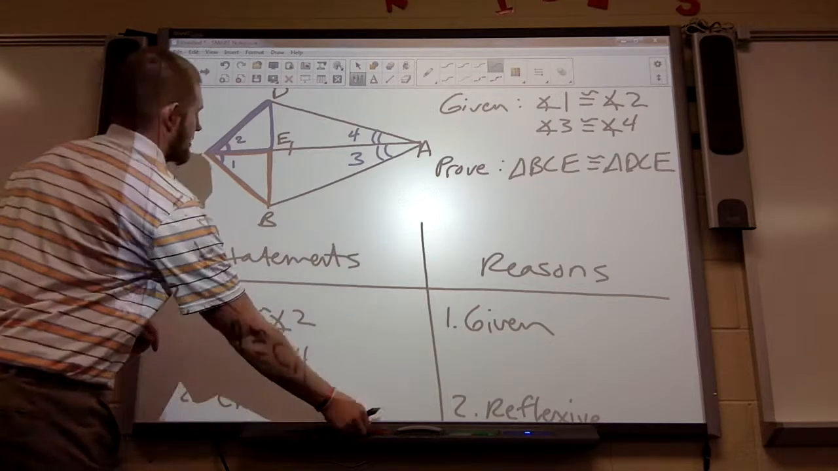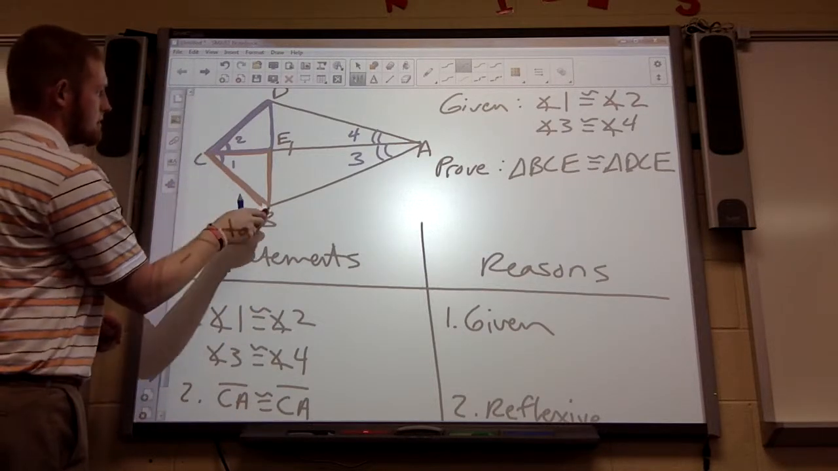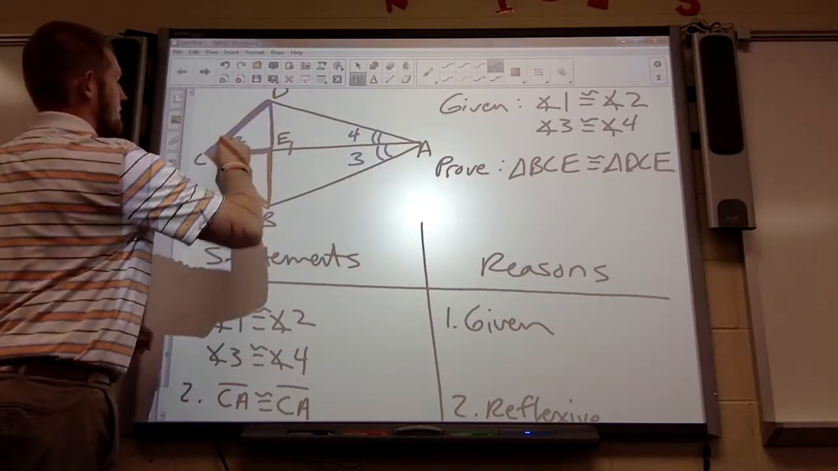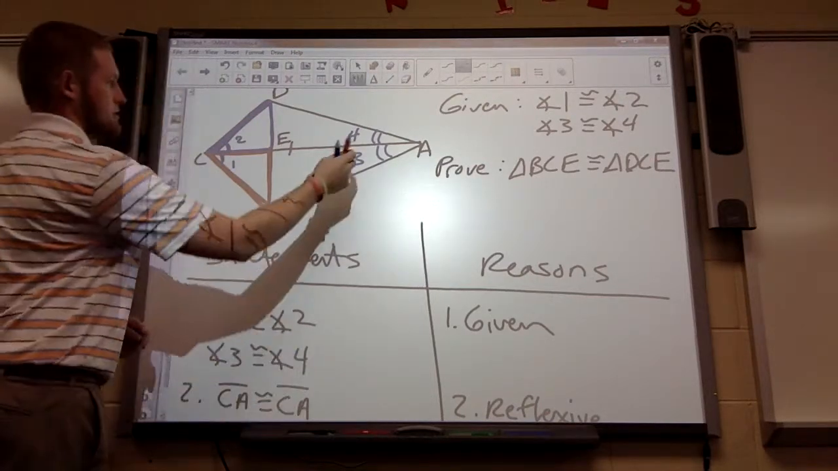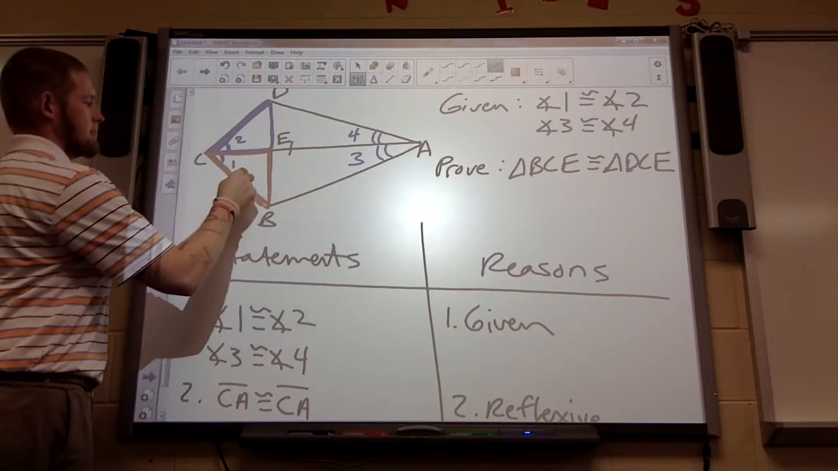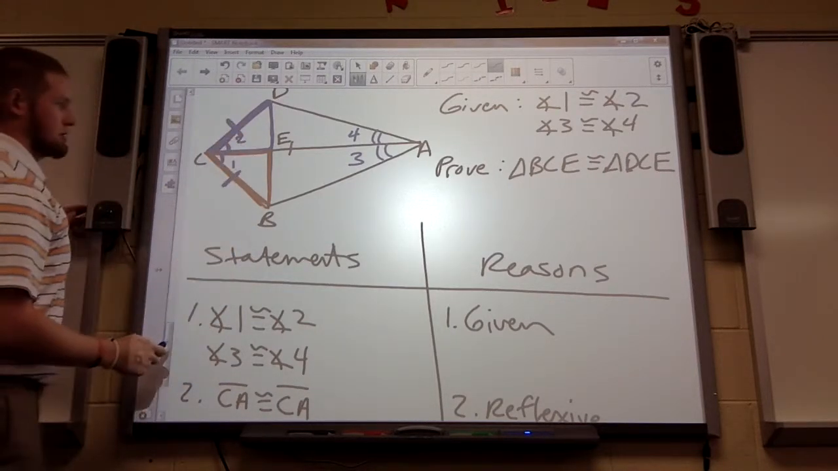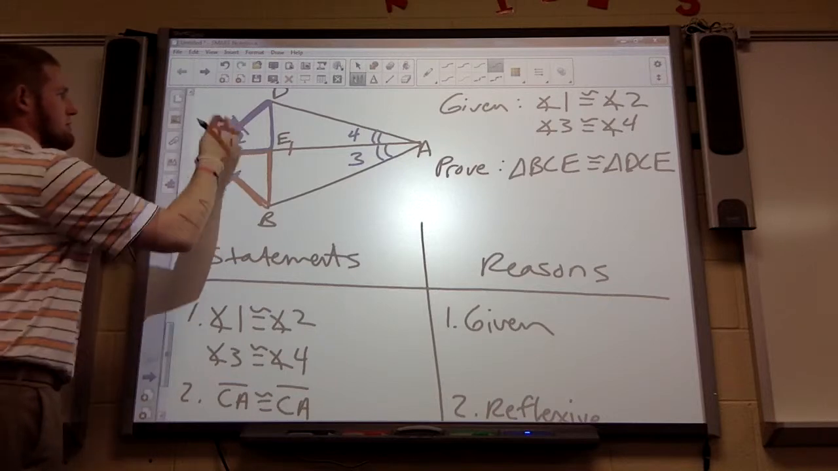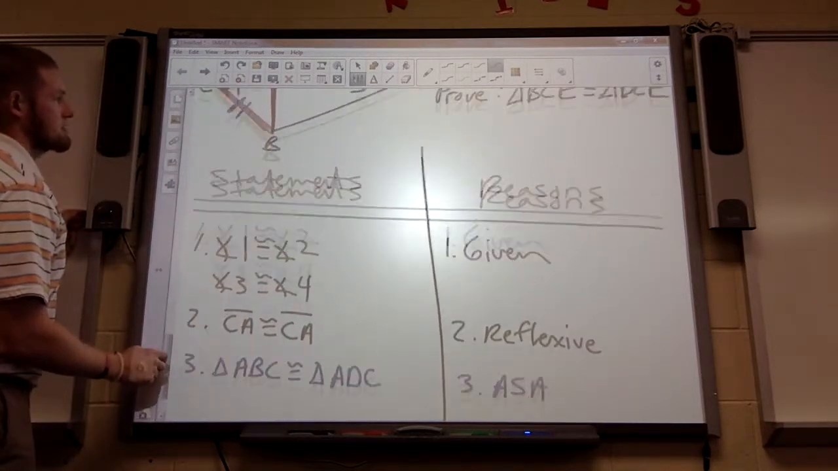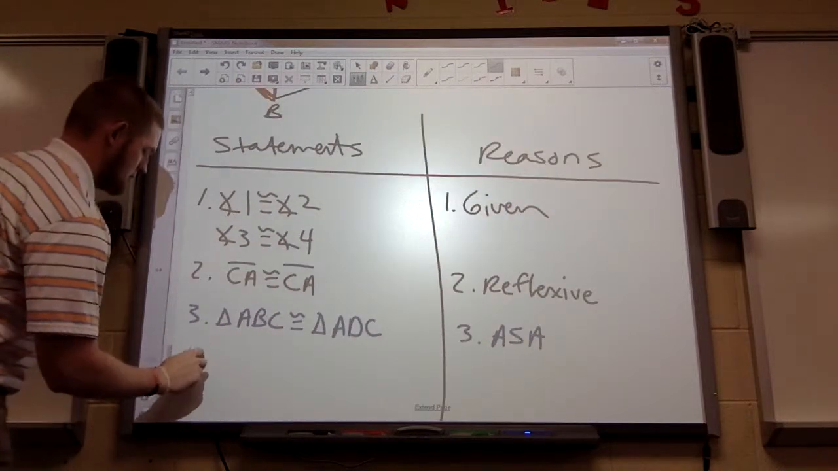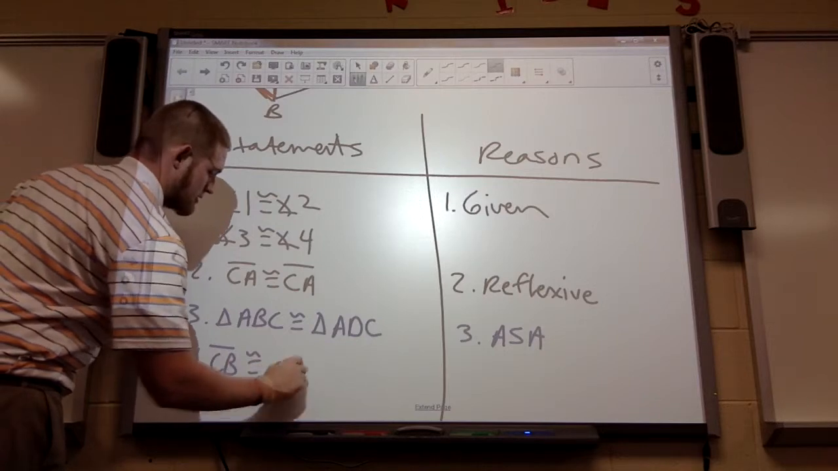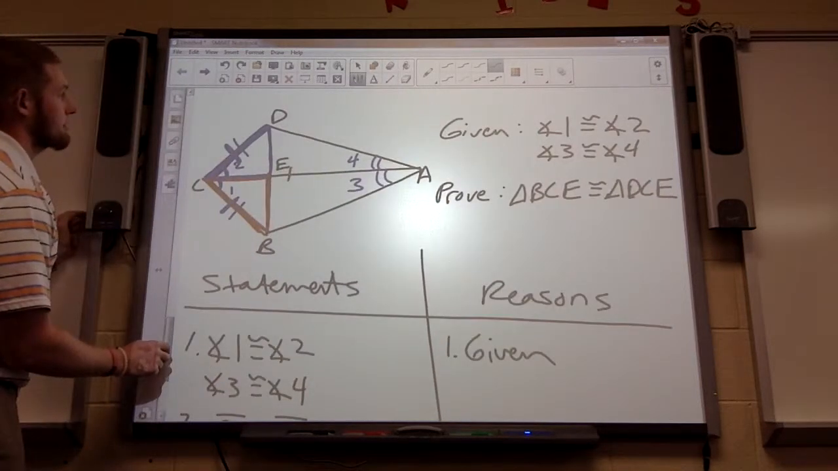We should have come up with CB and DC. Those two sides are still in our small triangle. So we know that these sides should be congruent to each other. Oh, better put two tick marks there. CB is congruent to CD. I got that right, yep.